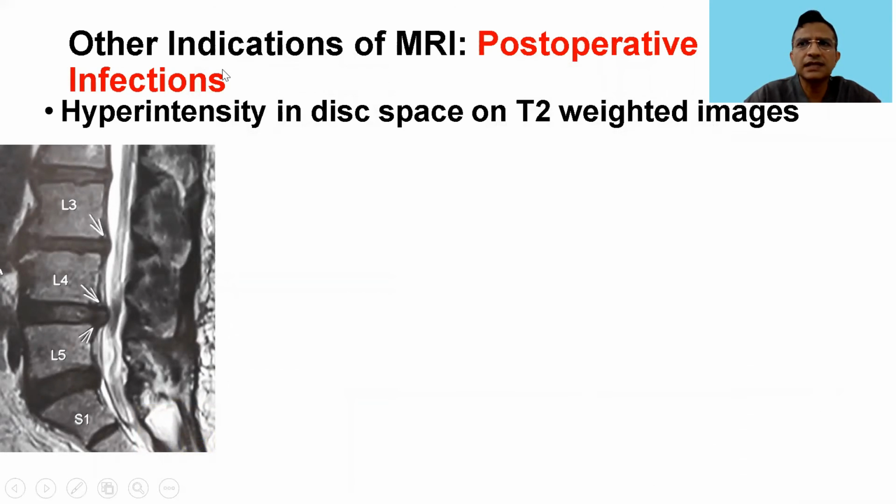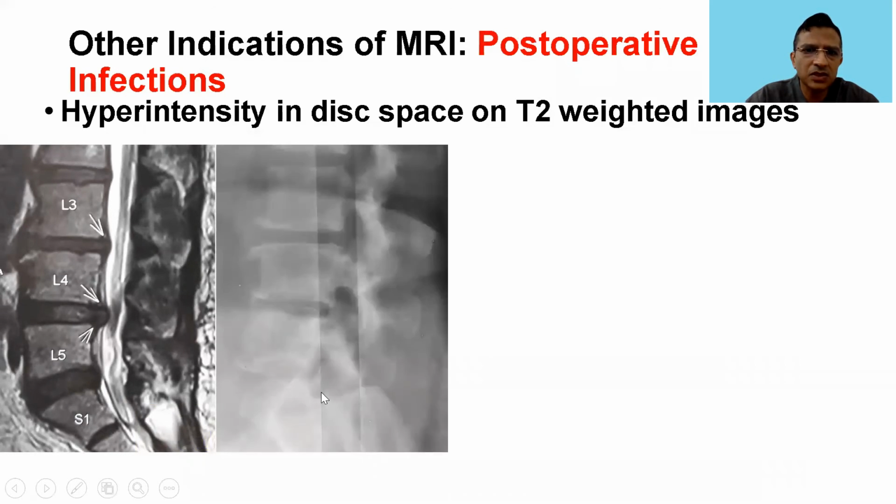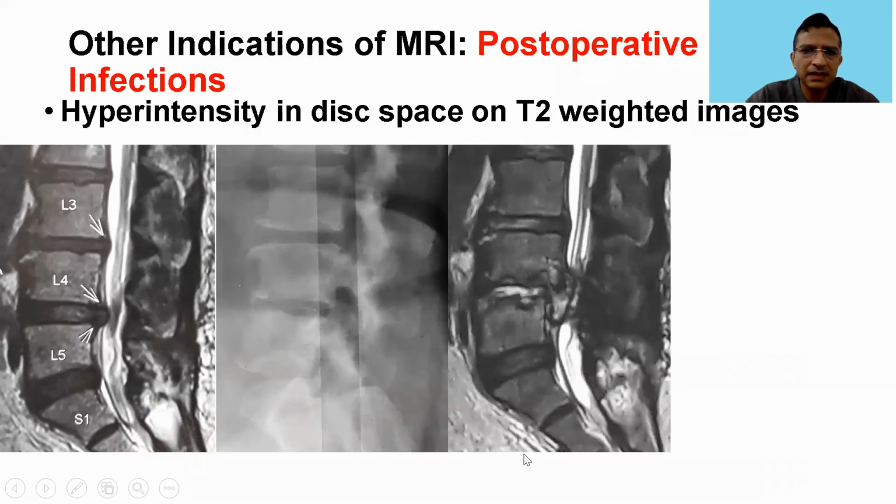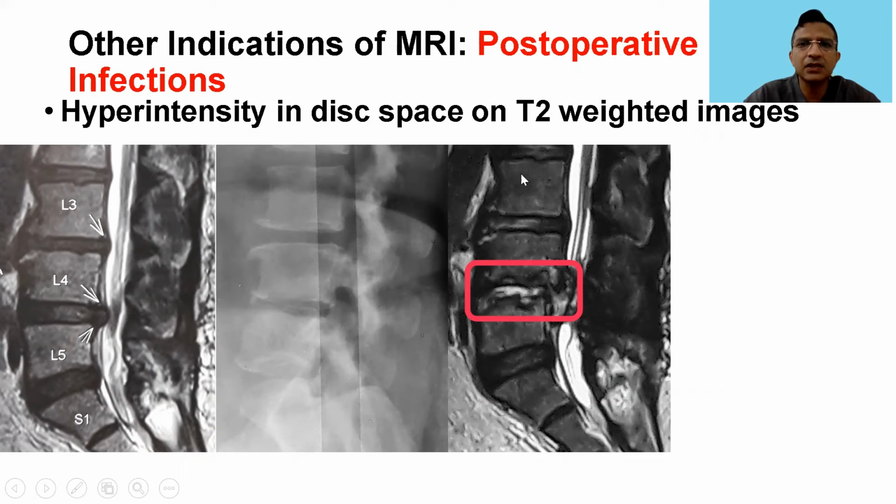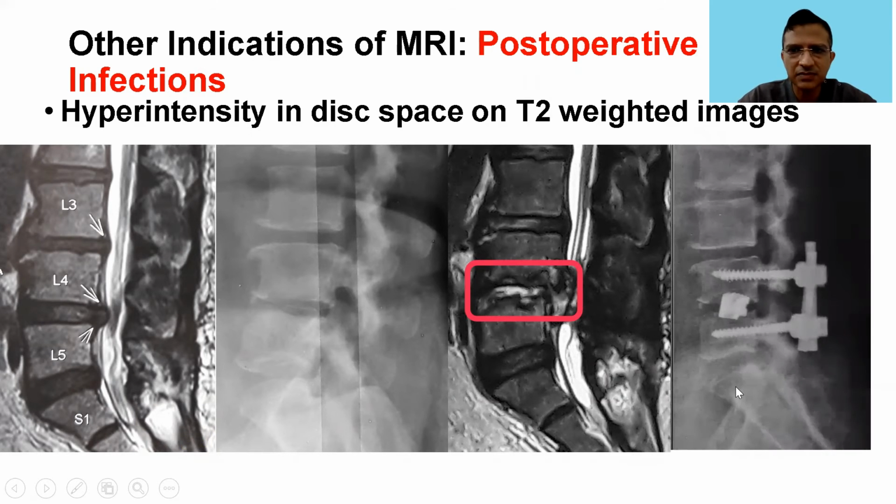There are, of course, other indications for MRI to evaluate post-operative spine infections, and these would be better evaluated on T2 weighted images. Now, here's an illustrative case. A patient operated upon for L4-5 discectomy presented with pain thereafter, and when we did the MRI, there was evidence of hyperintensity on T2 weighted images at the level of the disc space, indicative of infection. And the patient had to be taken up for appropriate surgery accordingly.